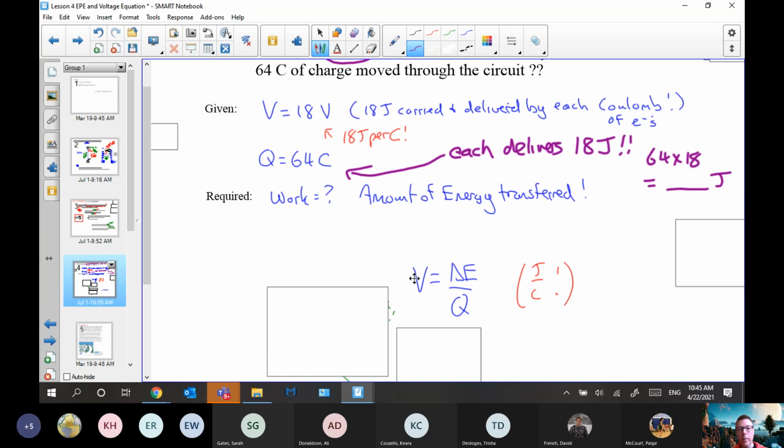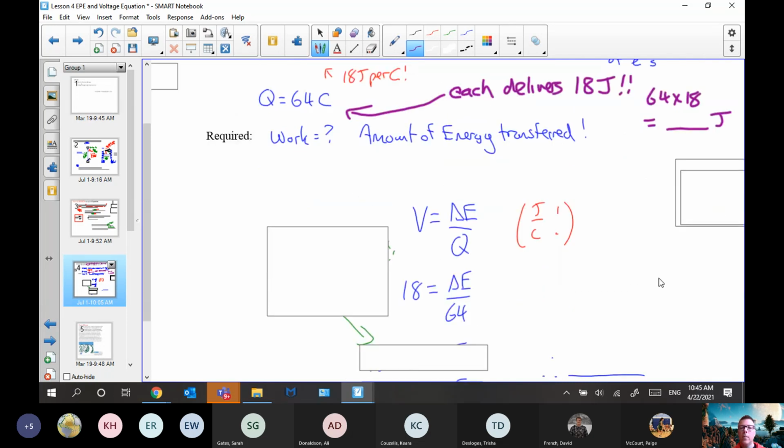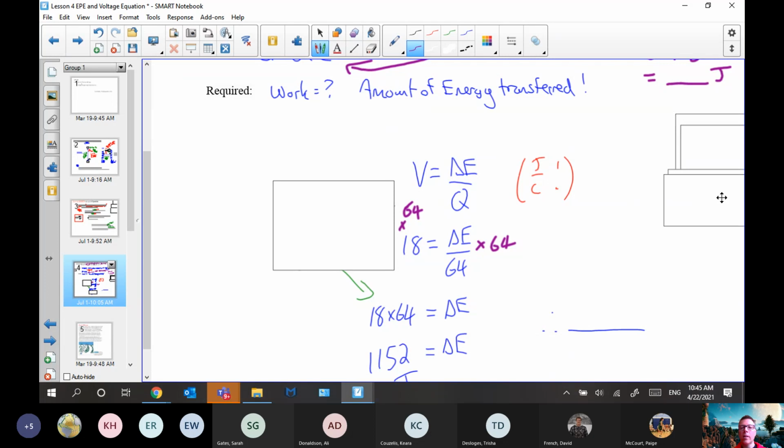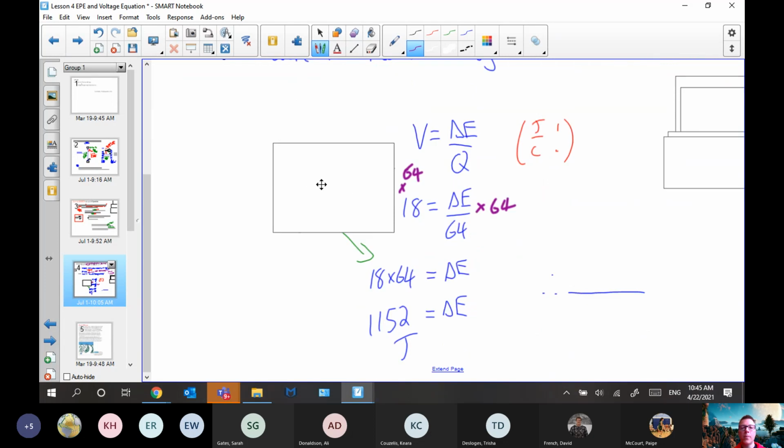So obviously the 18 is going to go in for voltage. The 64 is going to go in for Q. Mathematically, of course, we're multiplying both sides of the equation by the 64 to solve it, which gives the logical answer, which we've already realized because we're thinking about this instead of just memorizing a new equation, right? So we end up with 18 times 64, giving us 1,152 joules.